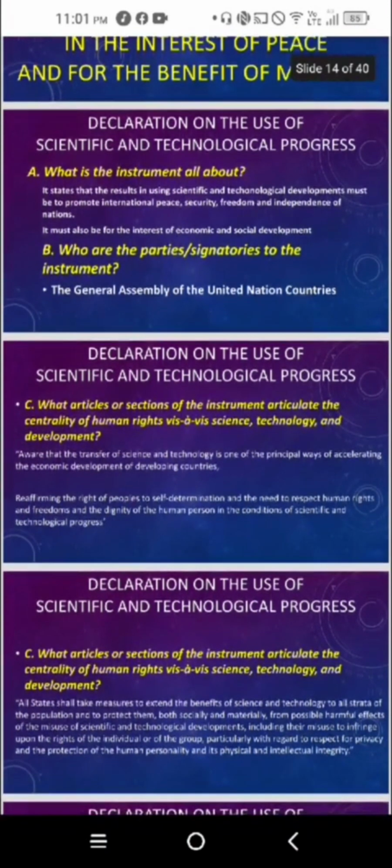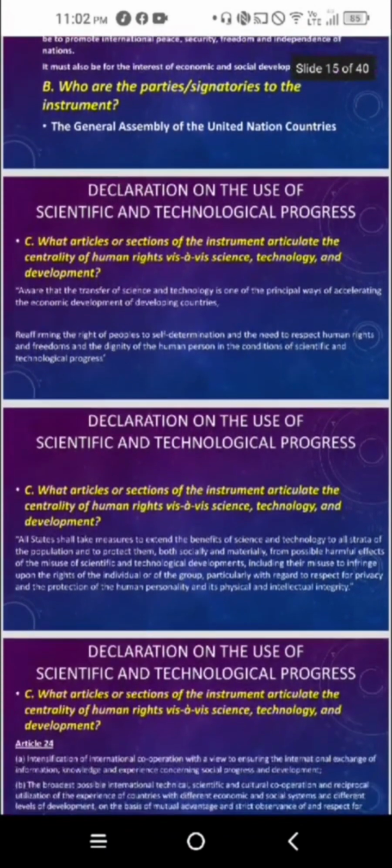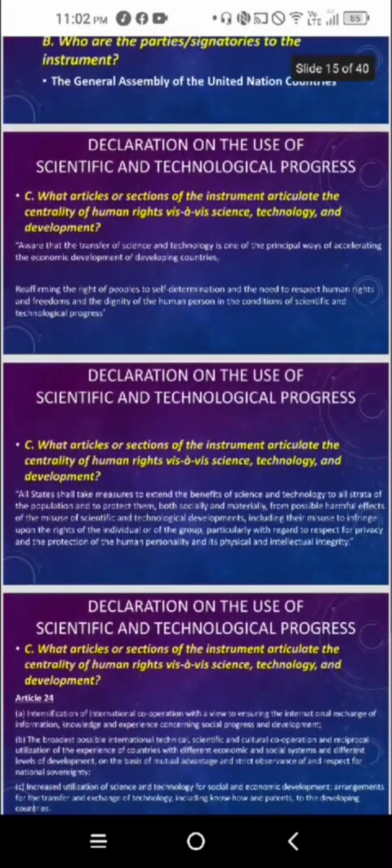Who are the parties or signatories to the instrument? The General Assembly of the United Nations countries. What articles or sections of the instrument articulate the centrality of human rights vis-a-vis science, technology, and development?